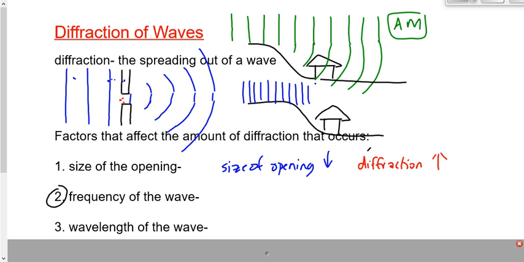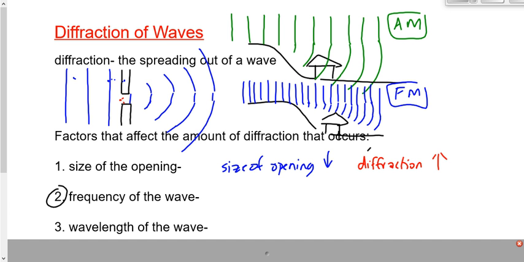Here's FM, where the waves are closer together. Those FM radio waves go over the edge of the hill, and they spread out as well. But they don't spread out as much as the AM radio waves do. They diffract, but not as much. So, what can I hear in my apartment? I can hear AM because AM has a low frequency, and low frequency diffracts more than high frequency. As the frequency goes down, the amount of diffraction goes up.